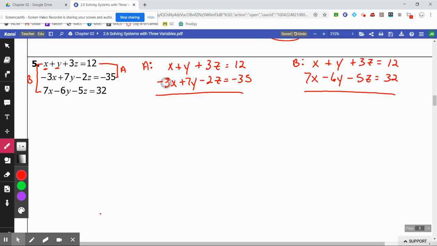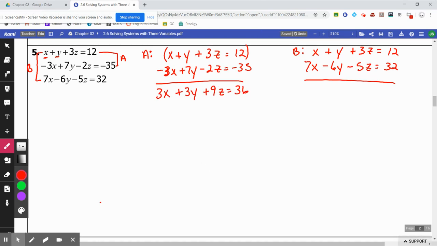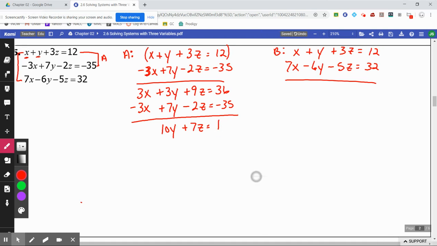So since I have a negative 3x down here, in order to get a positive 3x here, I'll multiply the entire first equation by 3. And then after doing that, I'm going to leave my second equation the exact same. Now the x's are ready to eliminate. Let's add the two together. 3 and 7 gives me 10y's. 9 minus 2 gives me 7z's. And 36 minus 35 is 1. So there's my equation A with no x's left.